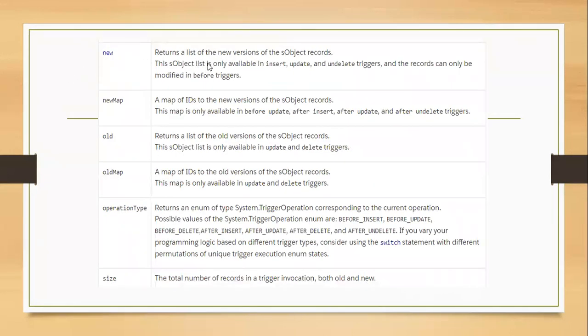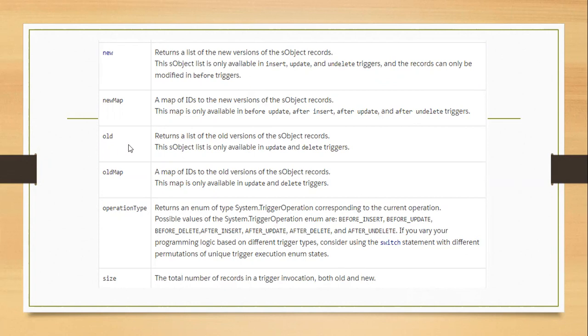Trigger.new returns a list of the new versions of the sObject records. This object list is only available in insert, update, and undelete triggers, and the records can only be modified in before triggers. Trigger.newMap is a map of IDs to the new versions of the sObject records. This map is only available in before update, after insert, after update, and after undelete triggers.